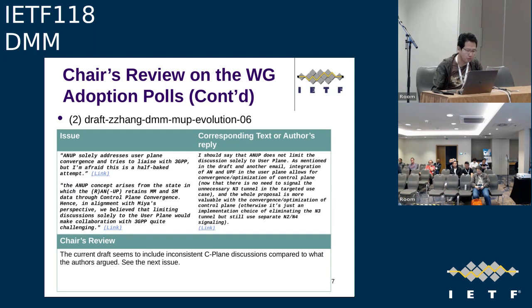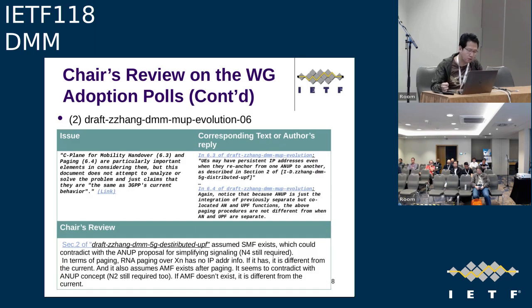The first thing I observed is the Anoop scope. One of the comments said Anoop tries to address user plane convergence and liaise with 3GPP, but I'm afraid this is a half-baked attempt. A similar comment is that the Anoop concept arrived from the state in the RAN domain, where control plane convergence is limited, so for user plane it would be quite challenging. The author replied that Anoop does not limit the discussion solely to user plane, so it means the discussion includes the control plane. So the chair's review is that the current draft seems to include inconsistent C-plane discussion compared to what the author argues. See the next slide.